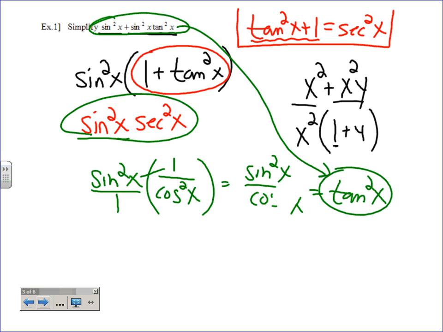This problem's done. What if that square wasn't on the cosine? Does that still become tangent squared? There's no square on the cosine. Does this still become tangent squared? Nope, they both got to be squared. Sine squared over cosine squared is tangent squared. Okay. You would pretty much have to leave it as sine squared over cosine. Well, you could do one other thing, but yes.